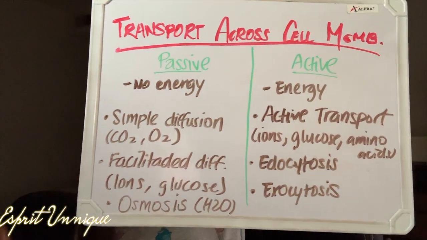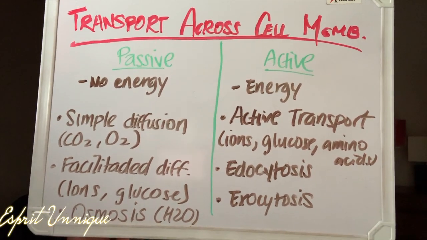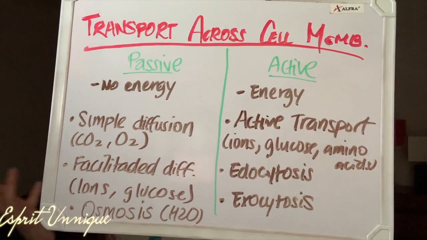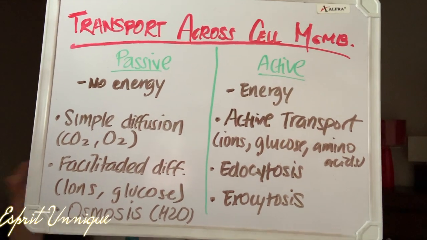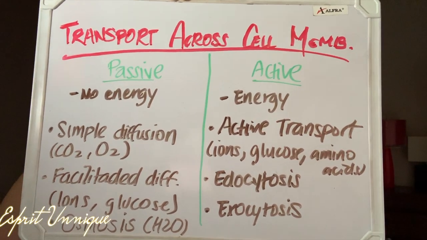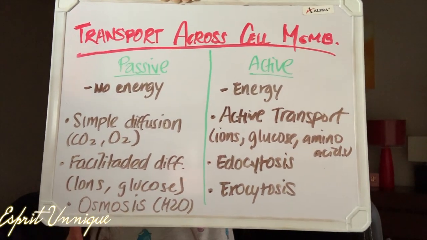Endocytosis is when water is moving into the cell. And exo, you can think about exit, the word exit, which is moving out of the cell.